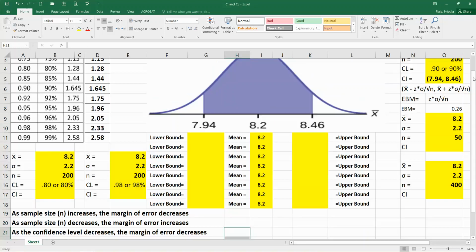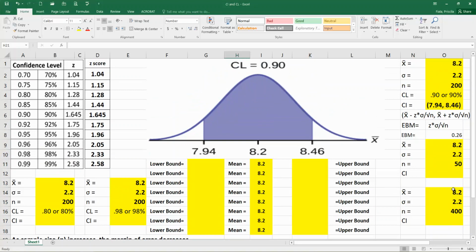So now we're going to be calculating all this so you can see actually what happens. Apologize, I got interrupted. So remember that right here, we calculate your confidence interval between 7.94 and 8.46 with a confidence level of 0.90.